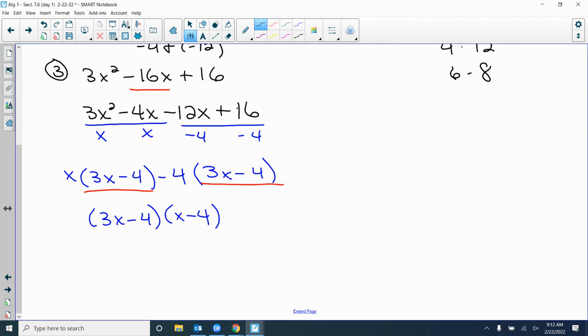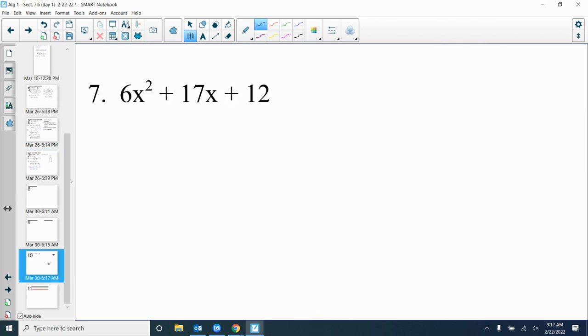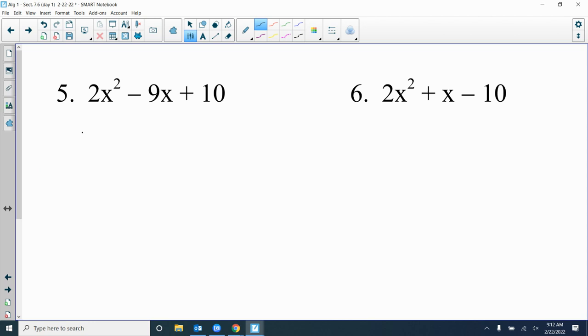Let's take a look at number 6. Let's do number 6 so that you have some time and room to write. Don't worry about the 7. All right, there's number 6 over here. We're going to follow the same steps. Carly, can you tell me what step 1 is? Multiply 2 times negative 10. Very good. 2 times negative 10, and that gives us negative 20.